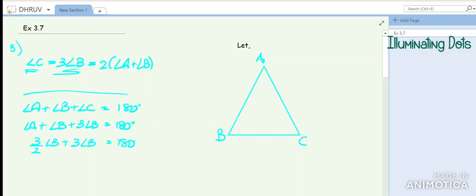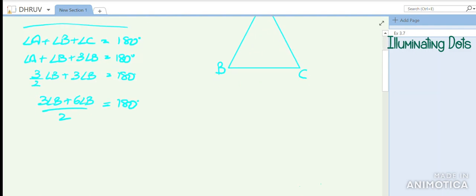Therefore I will equalize the denominator, so I get 3 angle B plus 6 angle B upon 2 is equal to 180 degrees. Now I have 9 angle B upon 2 is equal to 180 degrees. So I will take 9 upon 2 to the RHS, so I get 180 into 2 upon 9. So 9 twenties are 180, so angle B is equal to 40 degrees. This is the value of angle B.